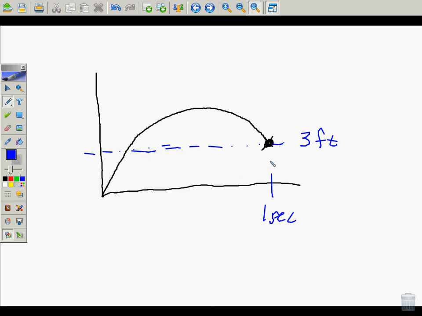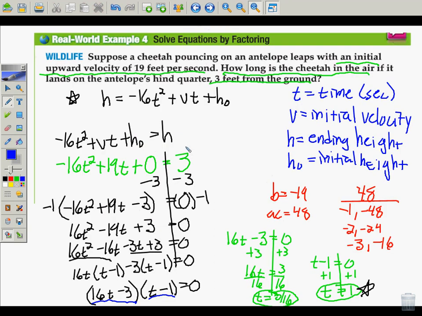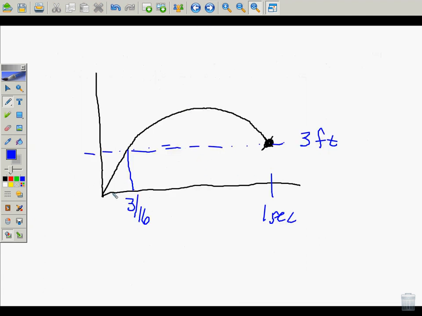And you may be wondering, well, where's that 3 feet coming from? That's the 3 feet we plugged in for h. Okay, if we would have plugged in 0, we would have gotten this point initially, and then we would have gotten some point over here. But we were looking for when the cheetah landed on the antelope, which means we look for when our height is 3. And we have 2 different times when our height is 3, on our way up and then on our way down.